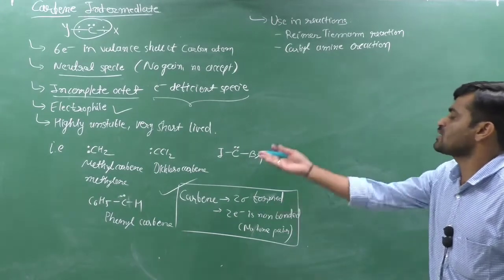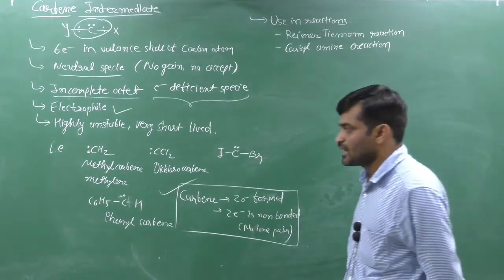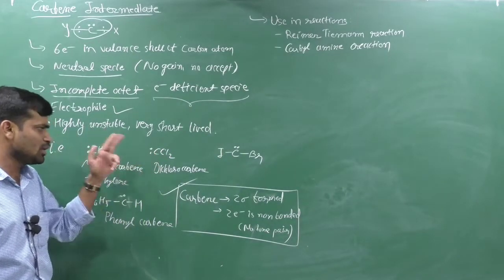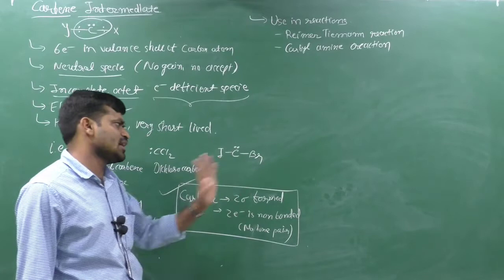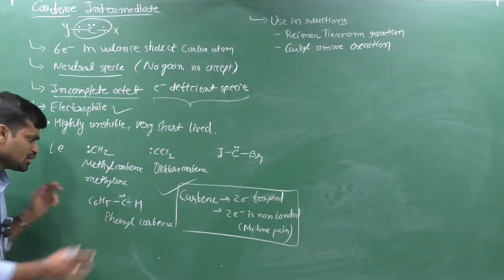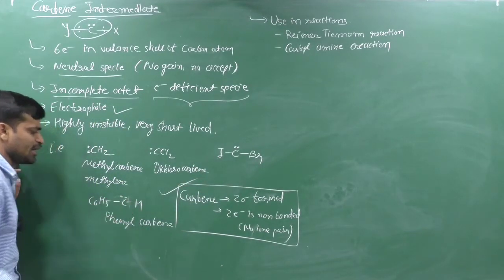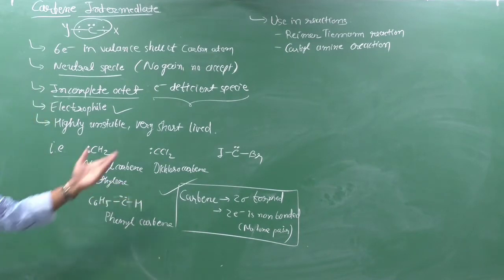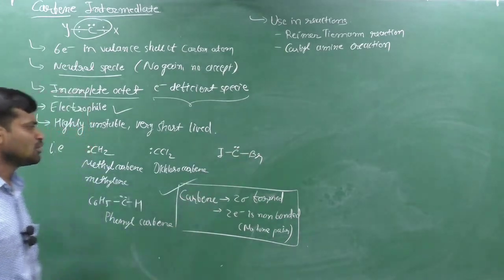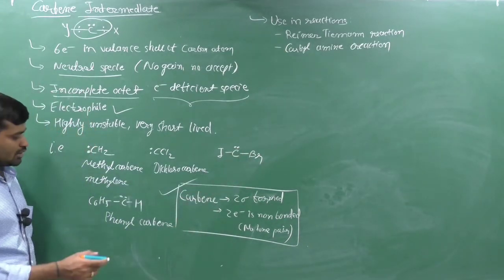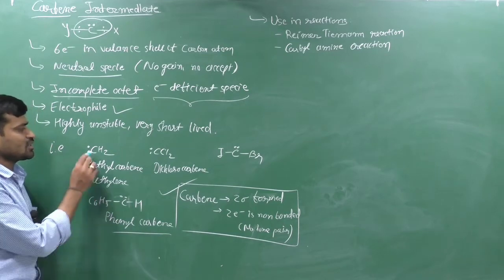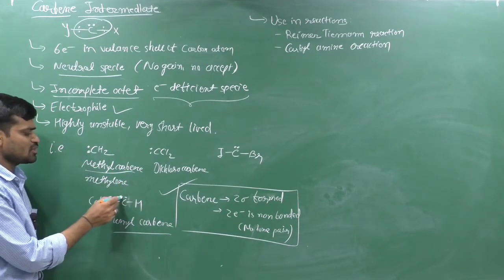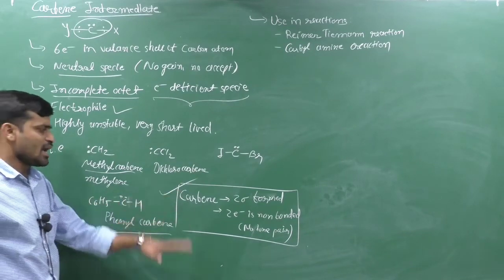Clear? Examples of carbene intermediates are like this: CH2 with two electrons, CCl2 with two electrons, C with I and Br, and C6H5C with two electrons and H. CH2 is methyl carbene, CCl2 is dichlorocarbene. There is generally no name for chloroiodo bromo carbene. C6H5CH is phenyl carbene. Clear?